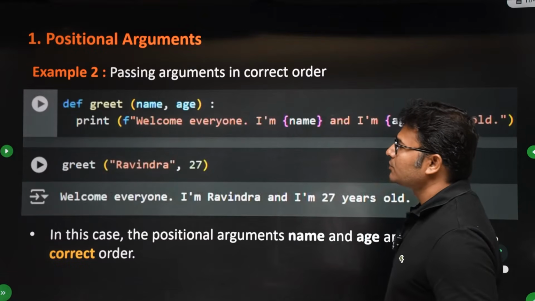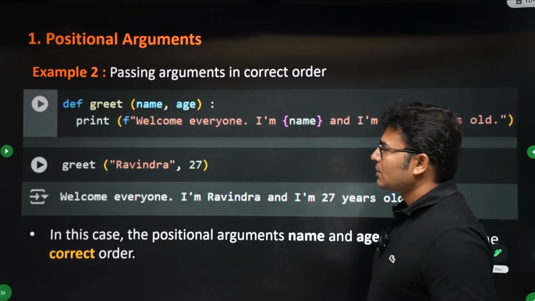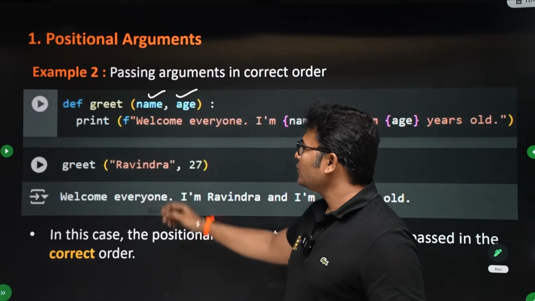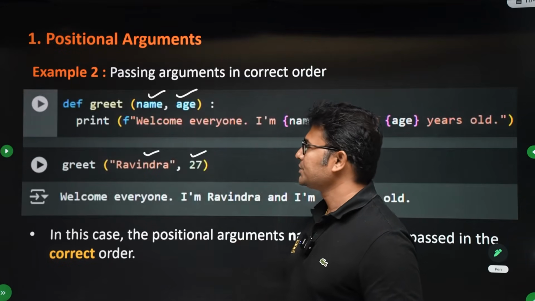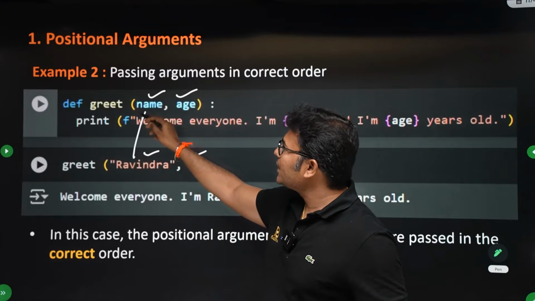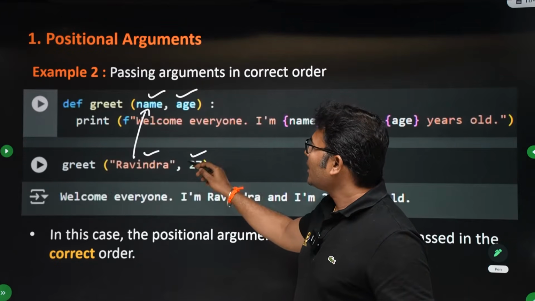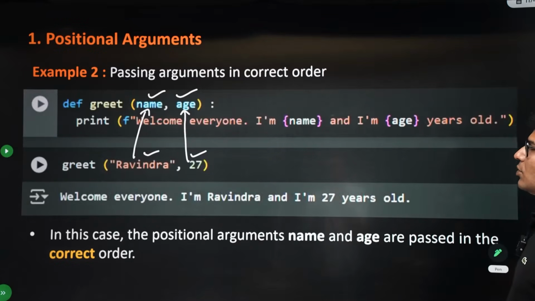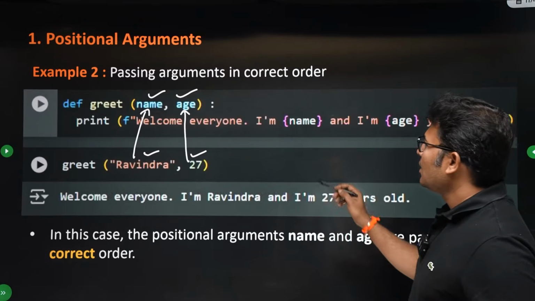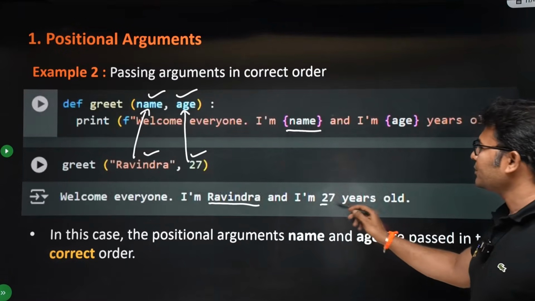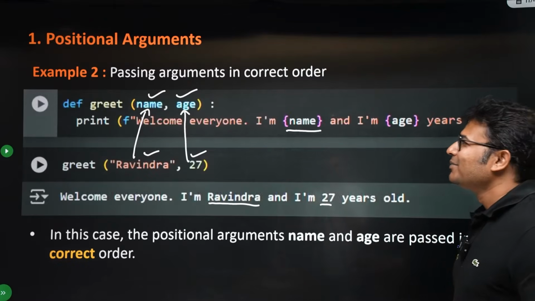What I mean by this is, for example, look at this. Greet takes two positional arguments, name and age, and we are passing two parameters, right? Now this name will get Ravindra and this age will be 27, right? So now if it executes, it is going to say that name is Ravindra, age is 27. My age is not 27, but still, okay?